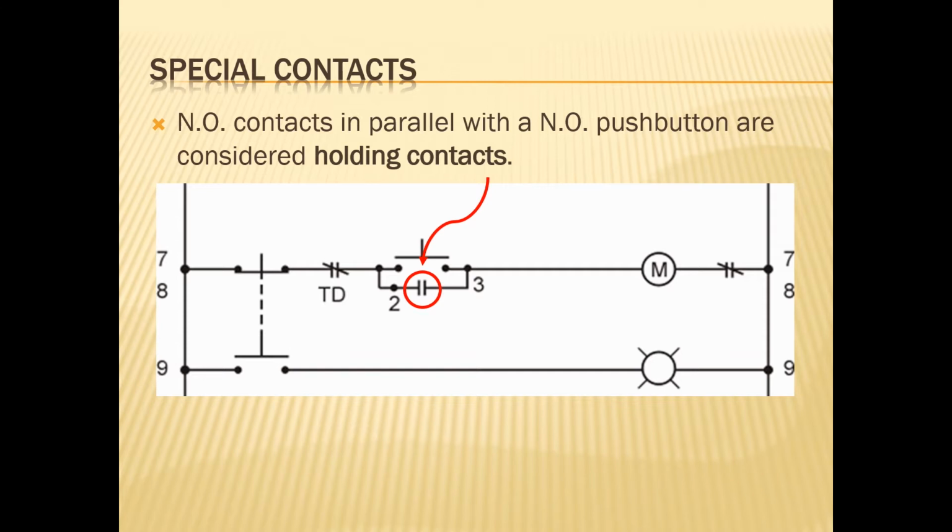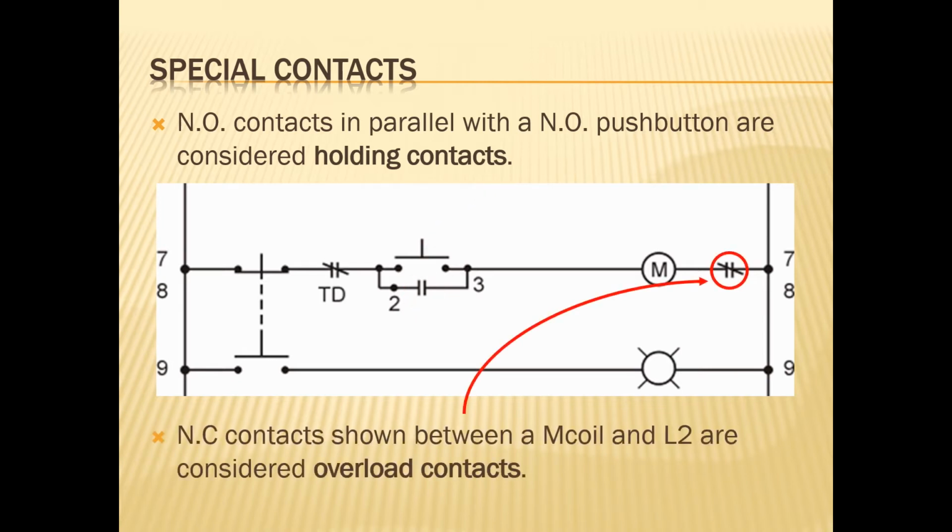The next type of contact we need to be aware of is, of course, the overload contacts. And as I mentioned before, they're typically found between the motor controller and line 2. However, on some drawings, we will find them at the very beginning of the line. So they will be found between line 1 and our stop button. So be aware of the different types of drawings that we have, and we will discuss the different types a little bit later on in the course.